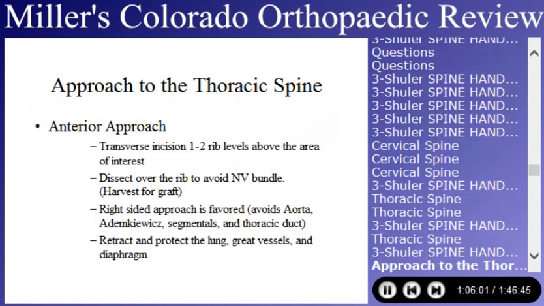Approach to the thoracic spine. Don't forget the rib, neurovascular bundle underneath. Dissect over the rib to avoid this bundle. Right-sided approach is favored just because the artery comes from the left side, that artery of Adamkiewicz.